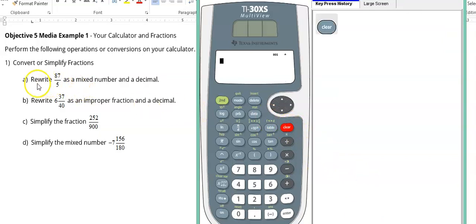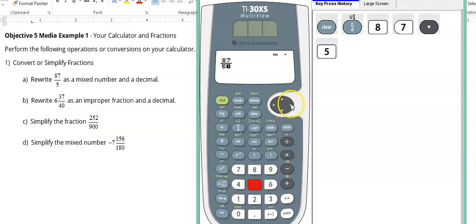The first says rewrite 87/5 as a mixed number and a decimal. We could just use division, but the fraction button's right here. So 87 over 5. And actually here's a button I didn't mention. Right here in green it says ND, and then it has a toggle UND.